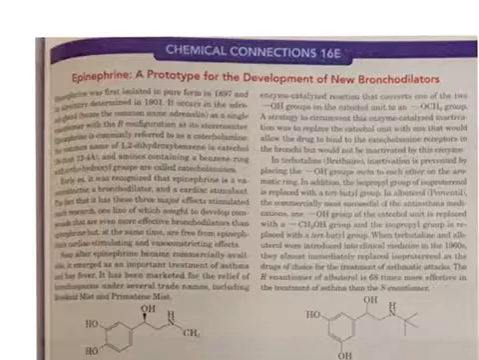Early on, it was recognized that epinephrine is a vasoconstrictor and a bronchodilator and a cardiac stimulant. The fact that it has these three major effects stimulated much research, one line of which sought to develop compounds that are even more effective bronchodilators than epinephrine, but at the same time are free from epinephrine's cardiac stimulating and vasoconstricting effects. Soon after epinephrine became commercially available, it emerged as an important treatment of asthma and hay fever. It has been marketed for the relief of bronchospasms under several trade names, including Bronkaid Mist and Primatene Mist.